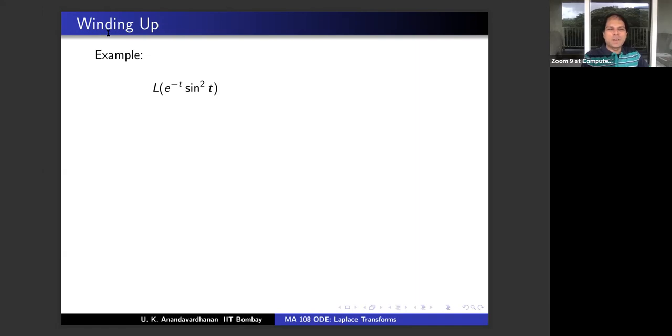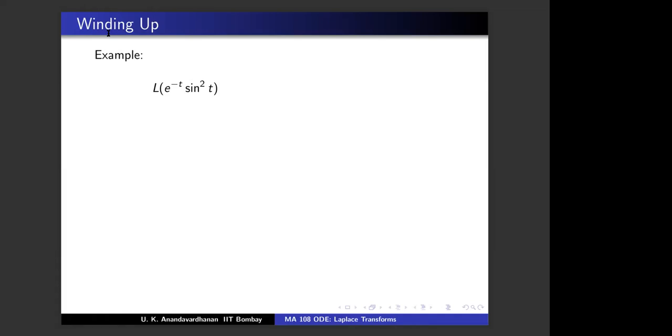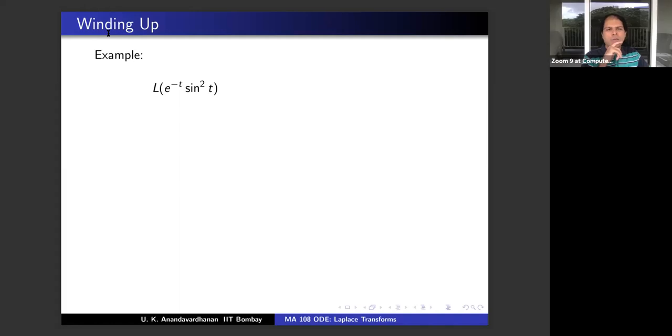So L of e power minus t sine square t. Why don't you make some comments and then we will go through the slides. What are the ideas here? First, e power minus t is there, so we can transform that one. You can transform, and therefore you have to worry about sine square t. And what is the idea to do sine square t?